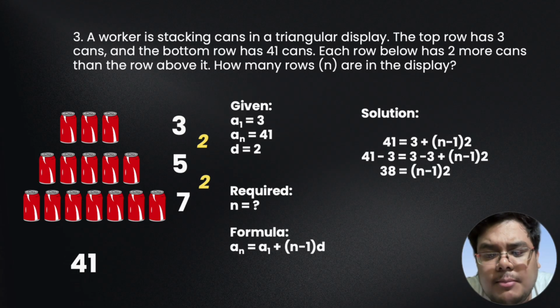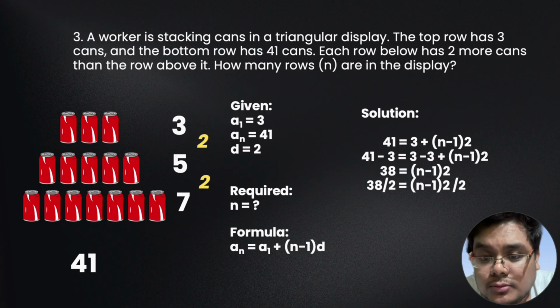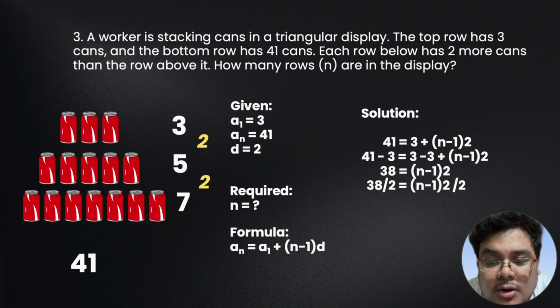The next number we can remove is the 2. And we can only remove the 2 if we divide both sides by 2. So 38 divided by 2 on the left side, and on the right side, that's n minus 1 times 2 divided by 2. The 2 on the numerator and the 2 on the denominator cancel out. So we're left with 19 is equal to n minus 1.